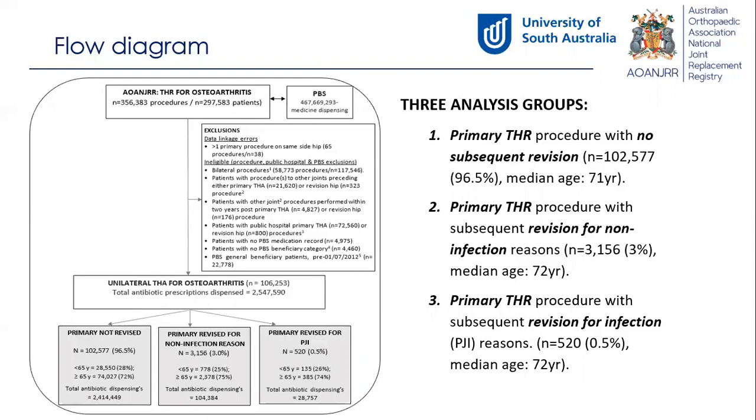The first group is the primary hip procedure with no subsequent revisions, and you will see more than 96% of patients lie in this group. The second group is where the patient has a revision, but for non-infection reasons. And the third group is the patients who have revisions for infections. You can see that the median age among all of these groups is pretty much the same, around 71 to 72 years old. So it's an older cohort.